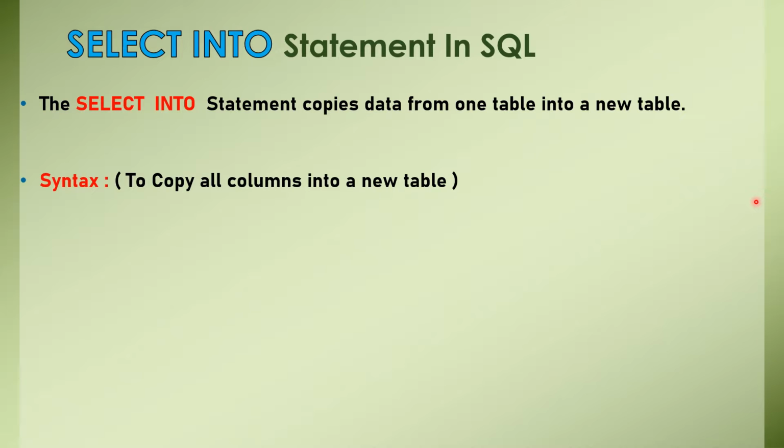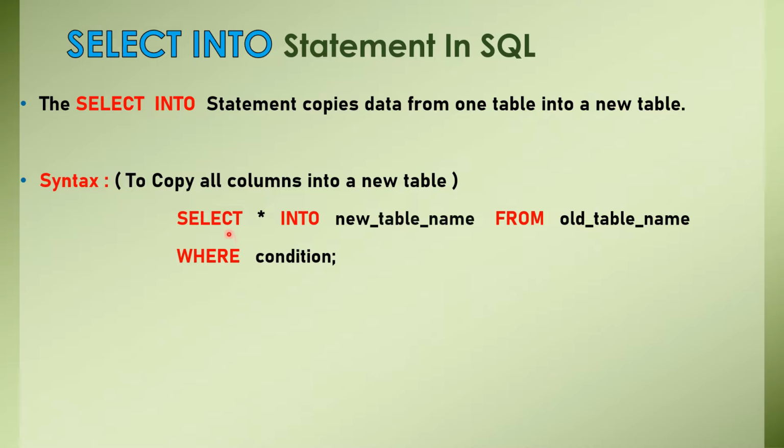So the first syntax we need to understand is how to copy all the column data into a new table. Suppose you want to copy the entire table into a new table. So basically you are trying to create a backup, suppose. So how can you write this thing? So the syntax is very simple. The syntax is select star into new table name. You need to give your new table name from old table name where condition.